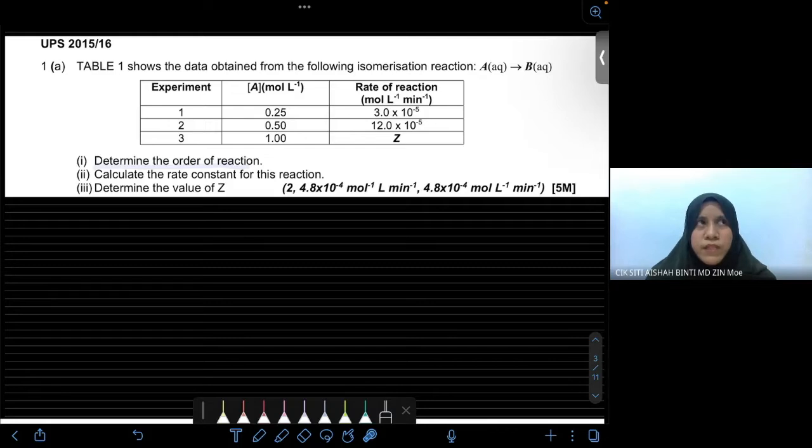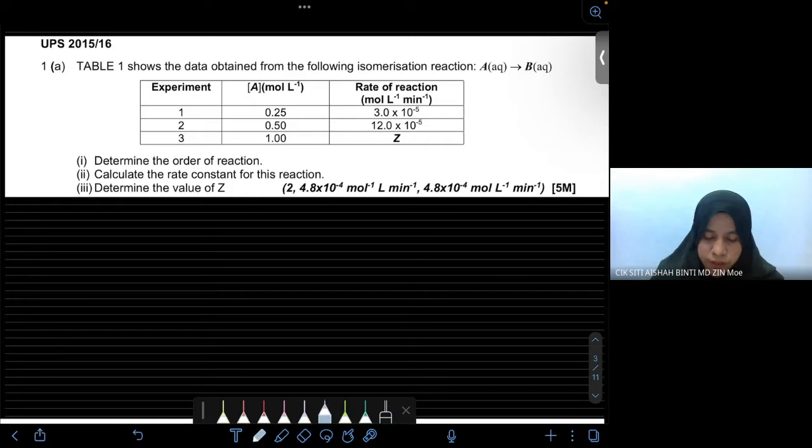1.1 kita belajar banyak formula kan. But before that, at the start, we do learn about our initial rate method. Okay. So how are we going to do this? Determine the order of reaction. First and foremost, we have to write down the rate law. So kat sini kita tulislah rate law.